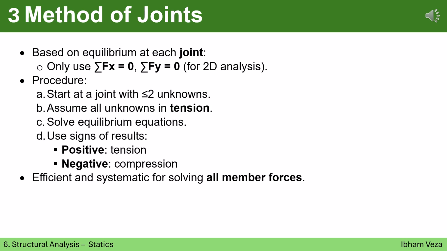Method of joints. The method of joints is one of the most common techniques used to determine forces in truss members. The method is based on the equilibrium of each joint. Since each joint is treated as a particle, only the equations sum Fx equals 0 and sum Fy equals 0 are required. We usually start at a joint with no more than two unknown forces. Unknown member forces are initially assumed to be in tension. If the calculated value is positive, the member is in tension. If negative, it is actually in compression.